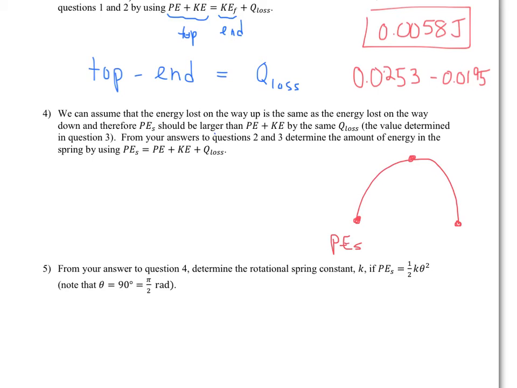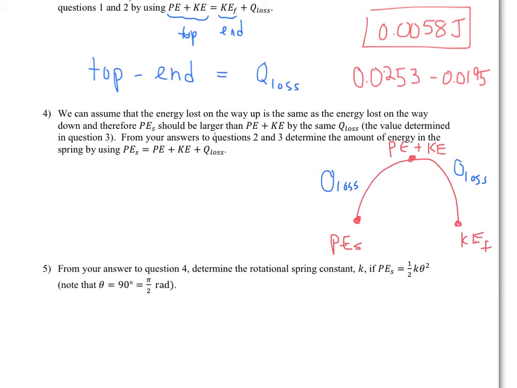So this is the potential energy in the spring before it's launched. Then at the top, it's got potential energy and it's got kinetic energy because it's moving and it's got height. And then at the end, it's got kinetic energy here. Recall that on the way down, it loses energy. And on the way up, it loses energy. So that was our diagram.